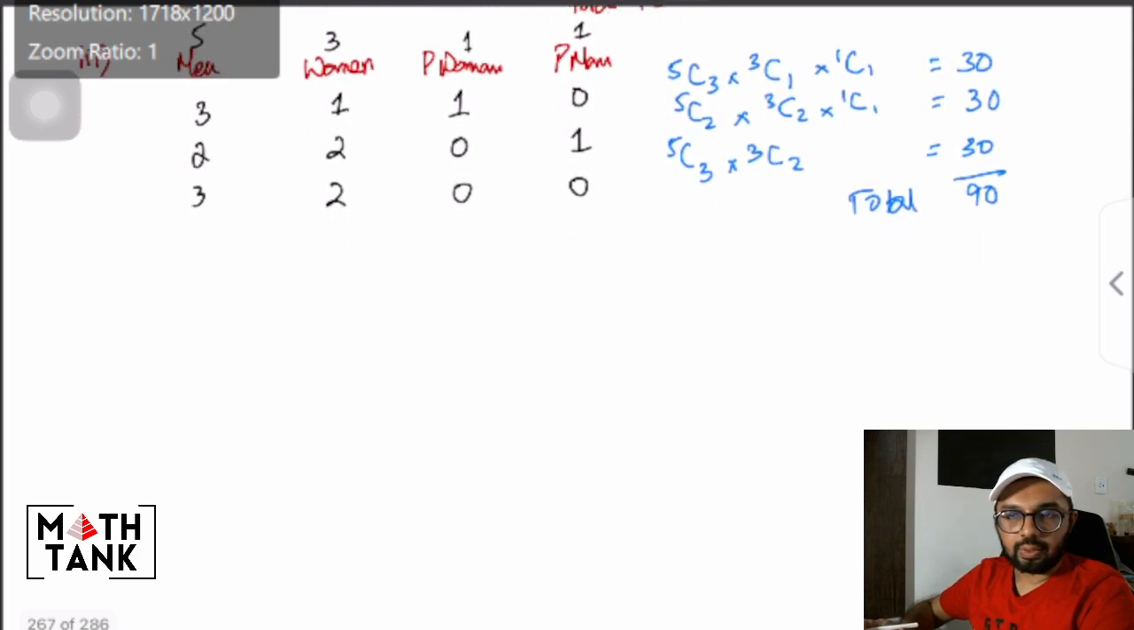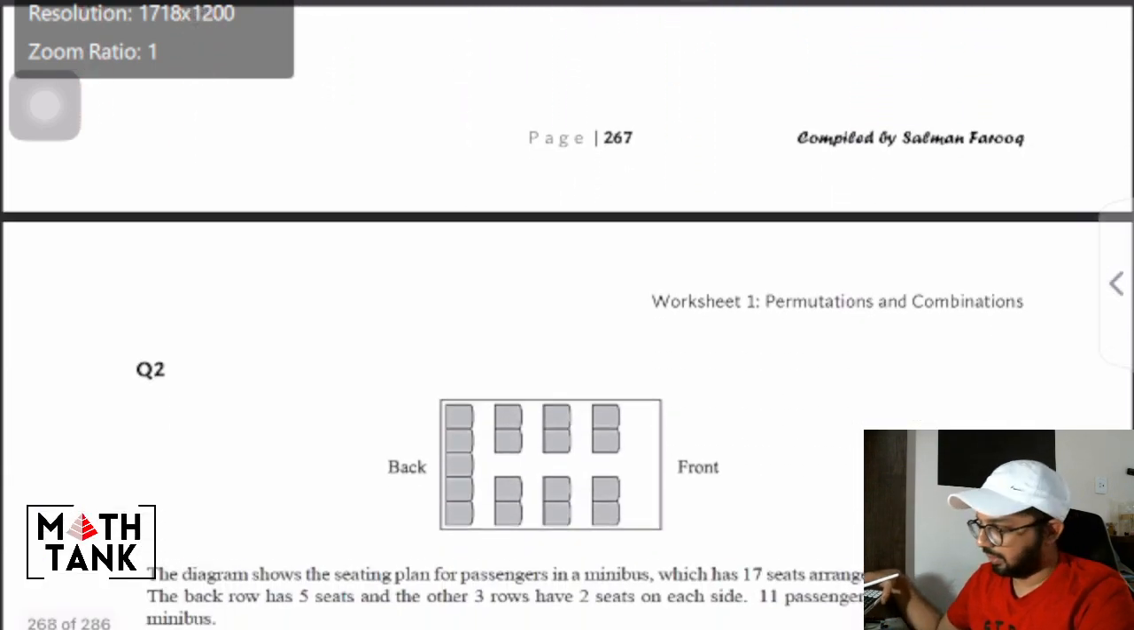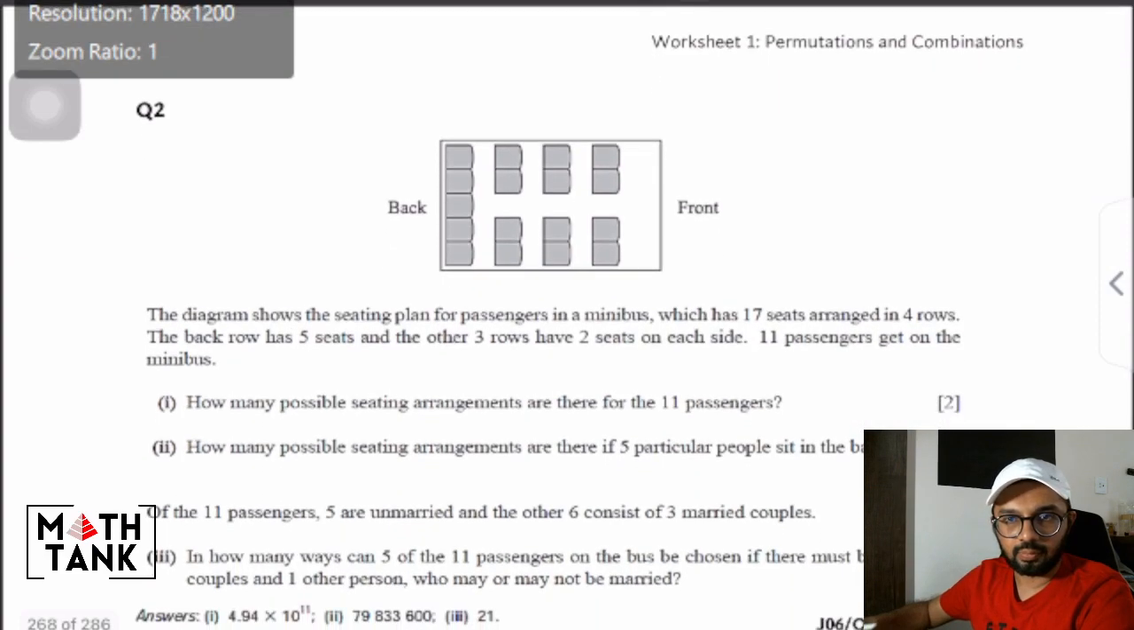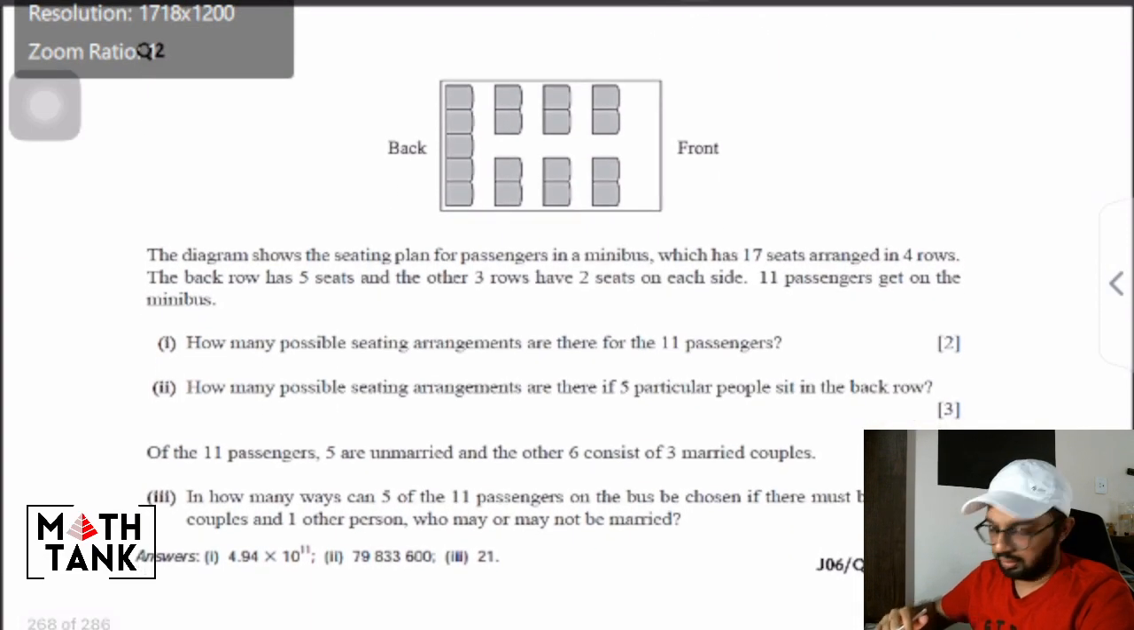Now, this is a question on arrangements, largely people trying to sit on designated seats inside a minibus. The diagram shows the seating plan for passengers in a minibus, which has 17 seats arranged in 4 rows. The back row has 5 seats, and the other 3 rows have 2 seats on each side. 11 passengers get on the minibus. How many possible seating arrangements are there for the 11 passengers?